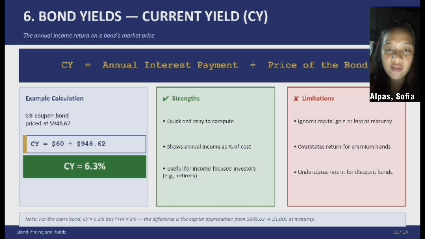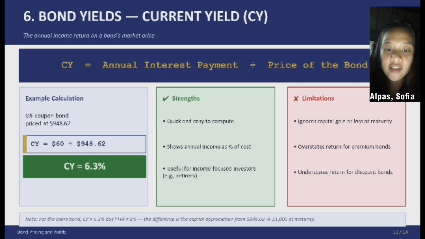Current yield has several strengths. First, it is quick and easy to compute. Second, it shows the annual income as a percentage of the bond's cost. Third, it is useful for income-focused investors such as retirees who want regular cash flow from investment.